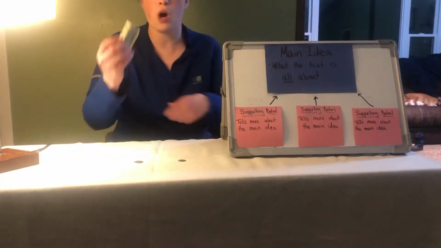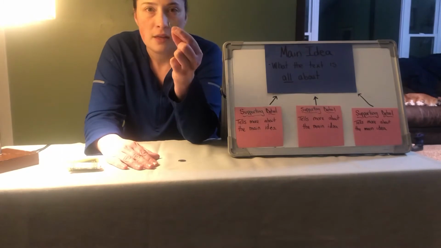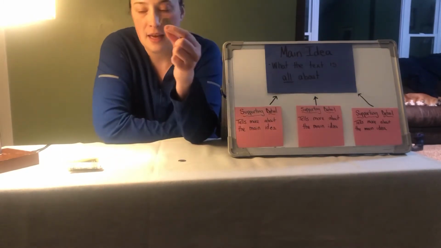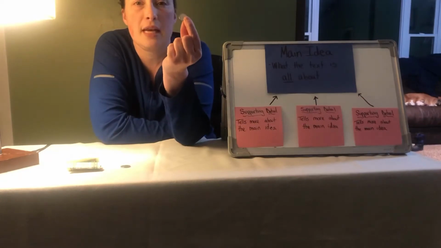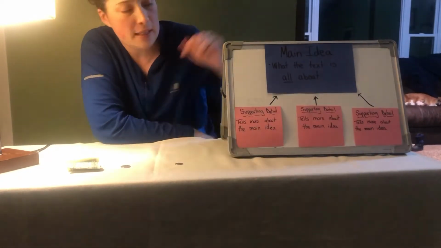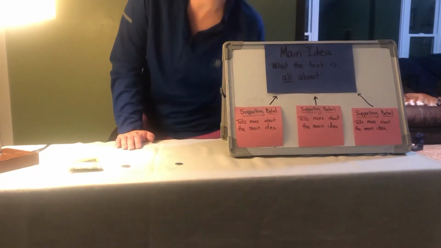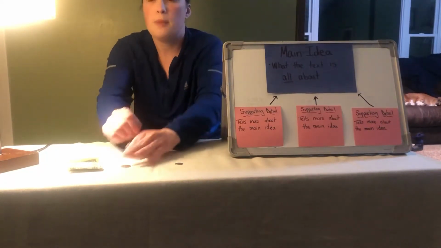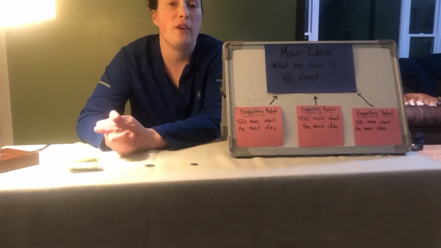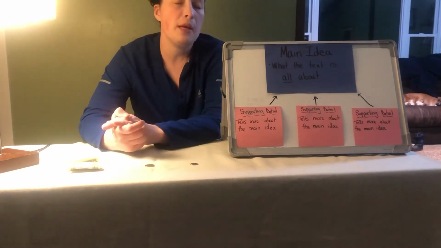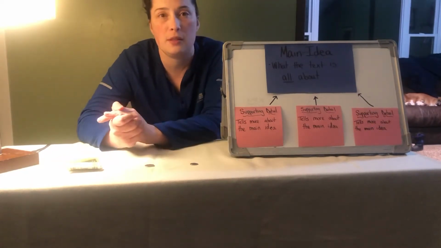$1 is a small green piece of paper. A nickel is worth 5 cents and is round. And a dime is really tiny and worth 10 cents. Those are my details, and each one of those is a clue to tell me about my main idea. So would my main idea be toys are very expensive? Or would it be about how there are different types of money that are worth different amounts?